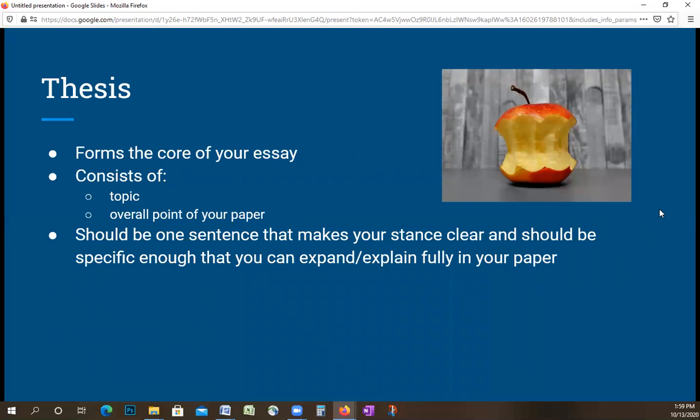The thesis forms the core of your essay. It consists of a topic and the overall point of your paper. It should be one sentence, and it makes your stance clear and should be specific enough that you can expand and explain it fully in your paper.